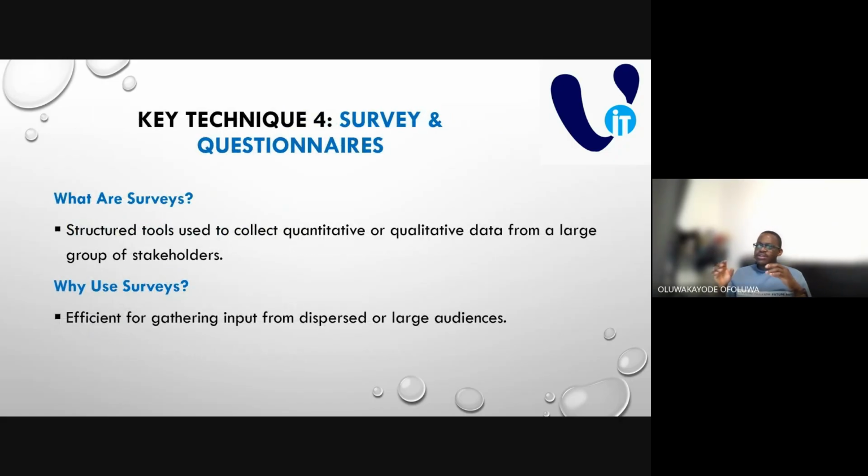The fourth key technique is surveys and questionnaires. What are surveys? I'm very sure that as business analysts or potential business analysts, and even without being a business analyst, at one point or the other, we have all made use of surveys, either when you filled a form or went for a program and filled a survey. Surveys are structured tools to collect quantitative and qualitative data from a large group of stakeholders.